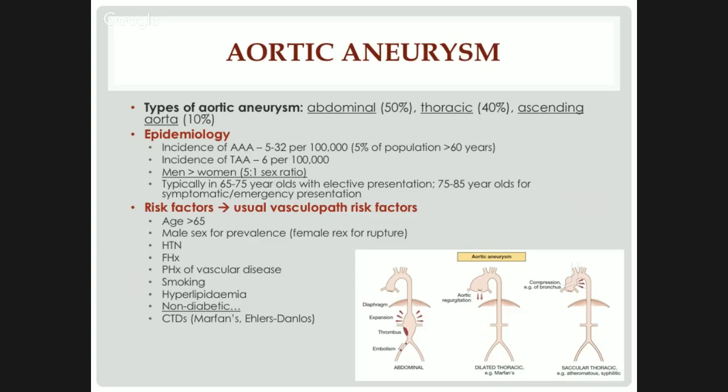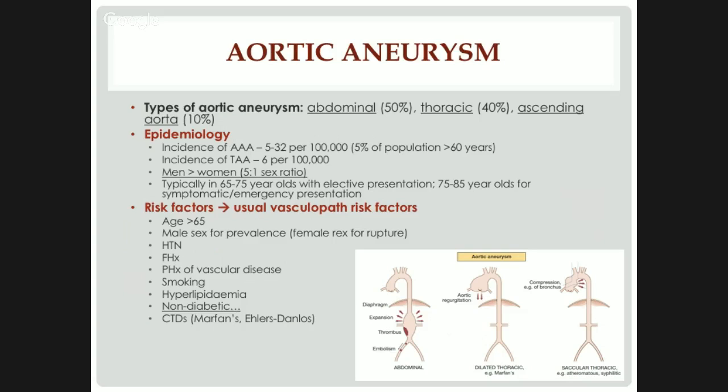And it's a disease of the elderly, again, in keeping with most of the vascular diseases we'll be talking about. So it'll tend to present in 65 to 75-year-olds asymptomatically. You'll pick it up on a physical exam, and in 75 to 85-year-olds, it's when it ruptures, which is what we'll talk about in a second.